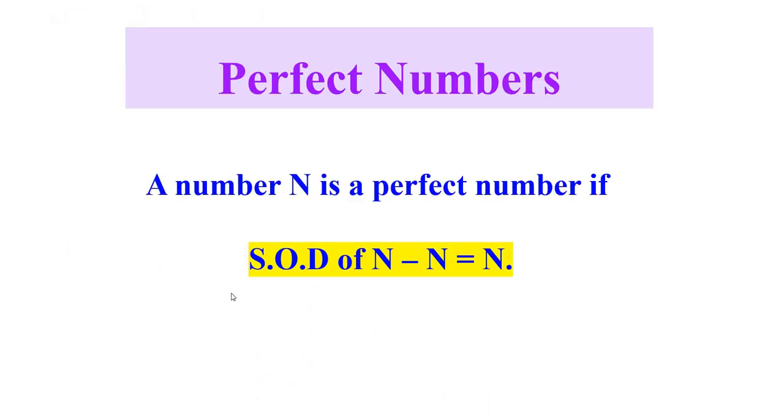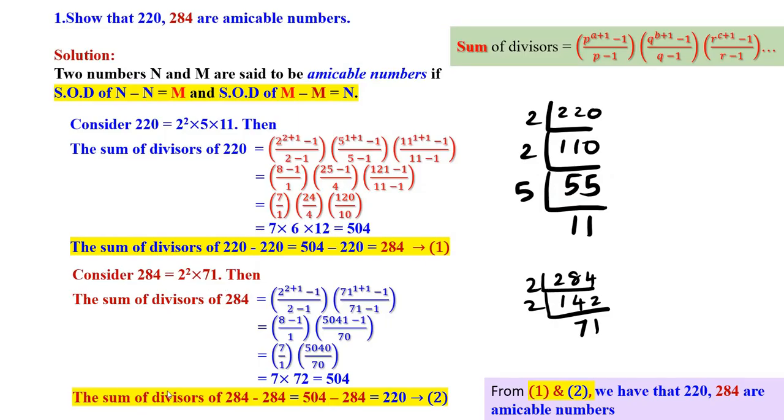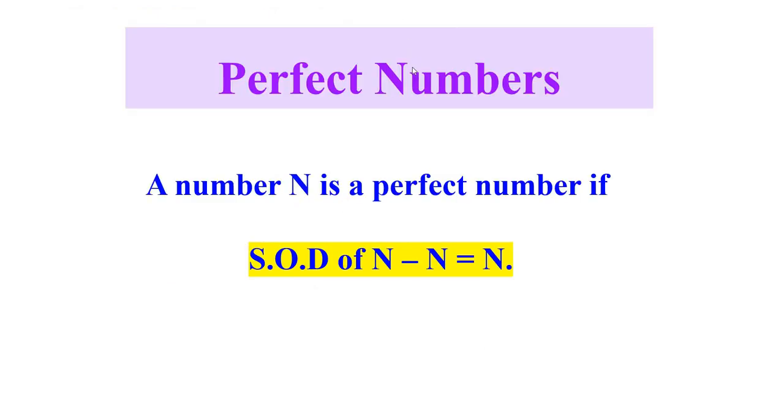Now again, by the definition, the sum of divisors of 284 minus 284, namely 504 minus 284, gives us 220. If we name this as equation 2, then from 1 and 2 we see that the condition is satisfied, and therefore these two numbers are amicable numbers.